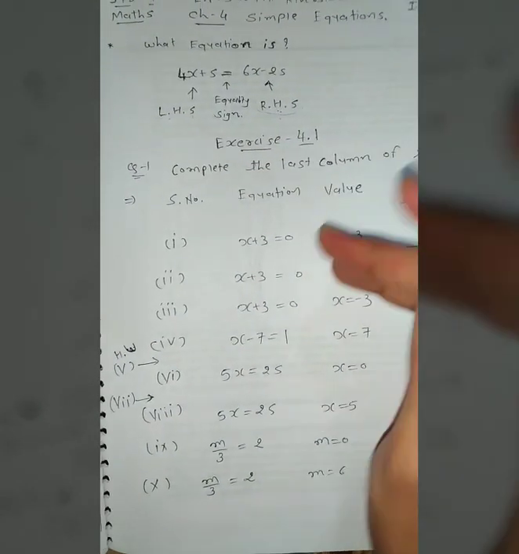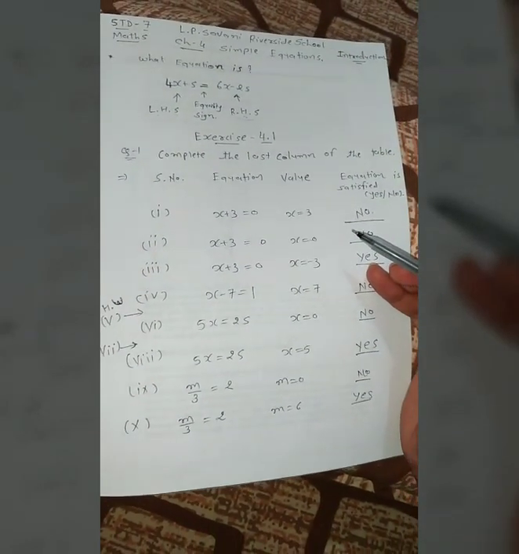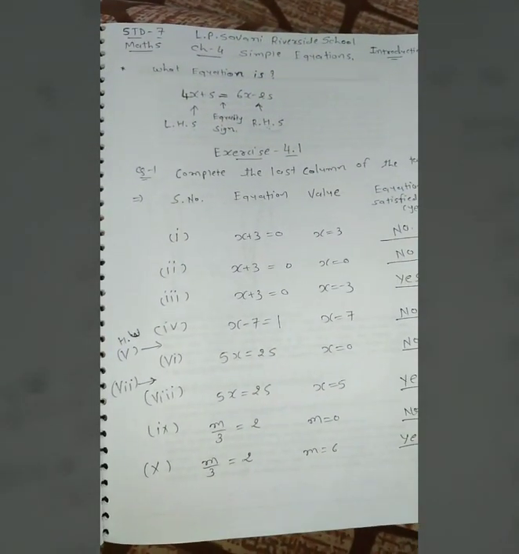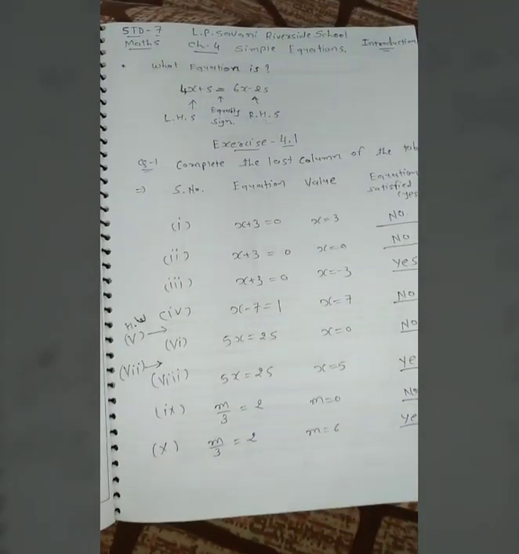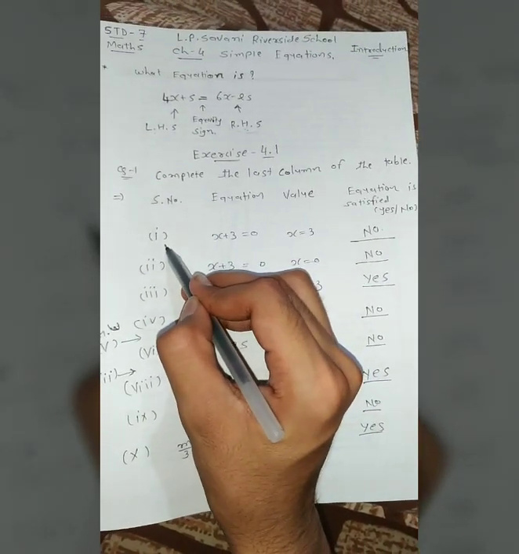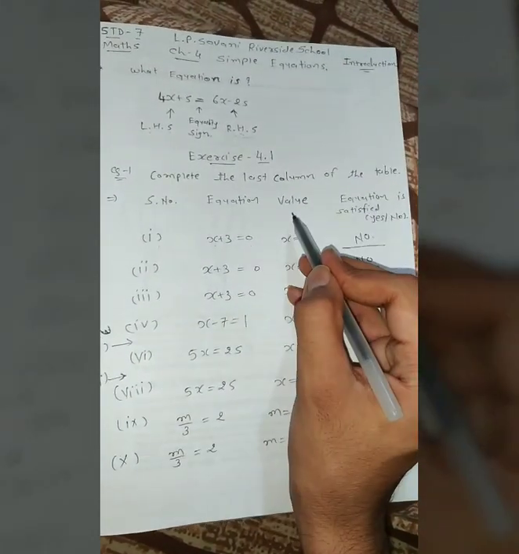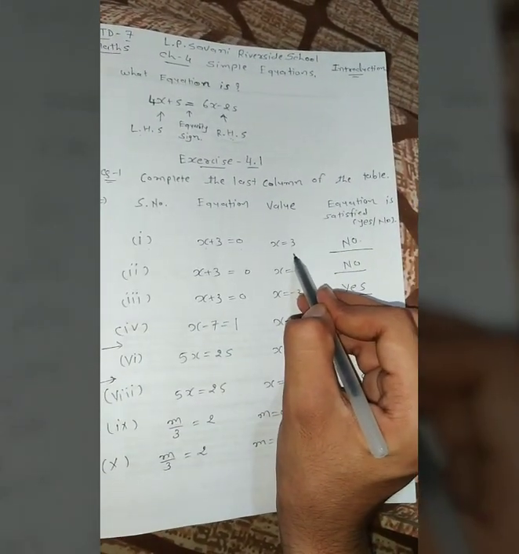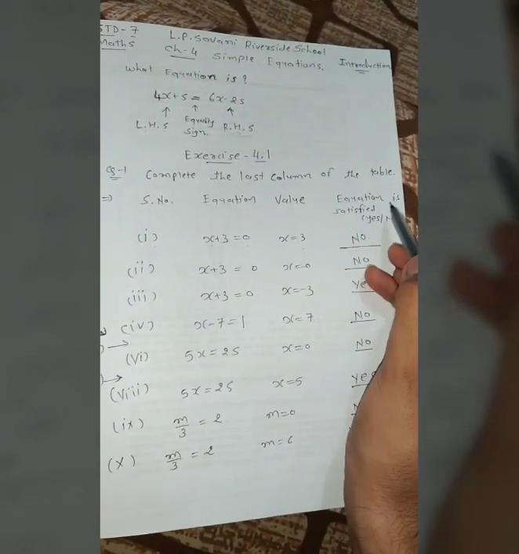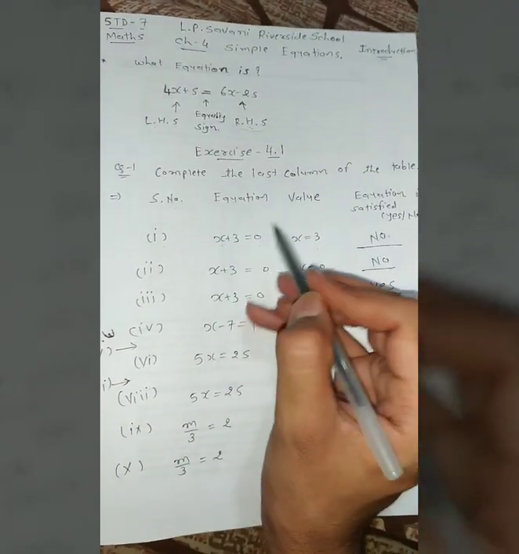We take exercise number 4.1. We have to prove whether this is an equation or not. Question number 1, complete the last column of the table. In this table, first of all, there is the serial number. We take the first example. Here the equation is x plus 3 is equal to 0 and the value of x is equal to 3. We have to find whether this value satisfies this equation or not.